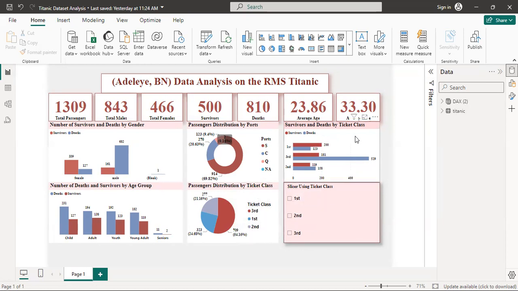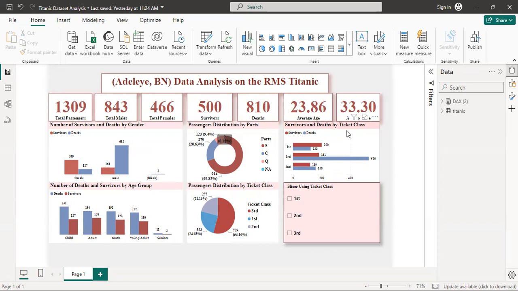Finally, I'm moving on to survivors and deaths by ticket class. From the graphical depiction, we can see here that third class had the most casualties. 529 of the passengers that passed on were holding third class tickets, followed by passengers holding second class tickets, about 158 of the passengers that died, while 123 passengers holding first class tickets died.